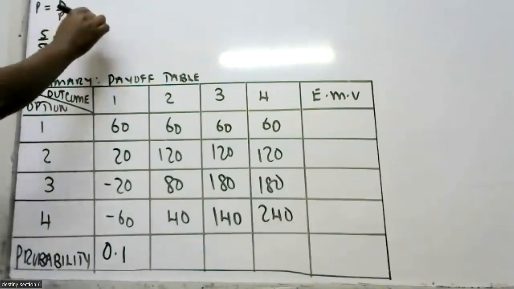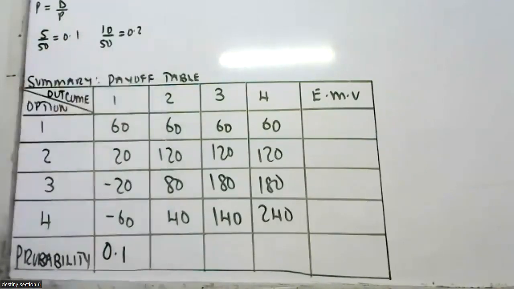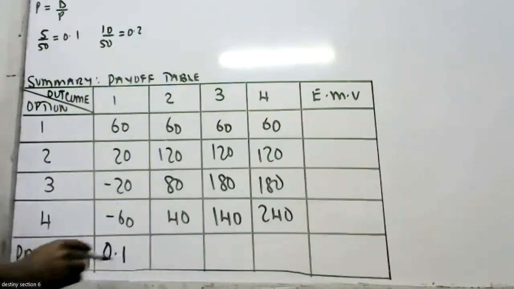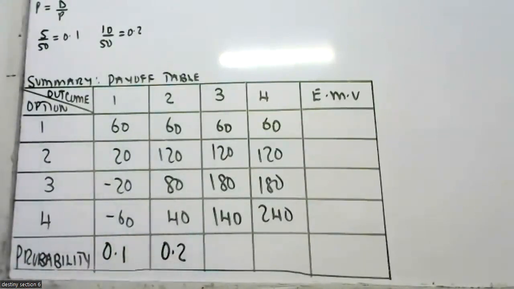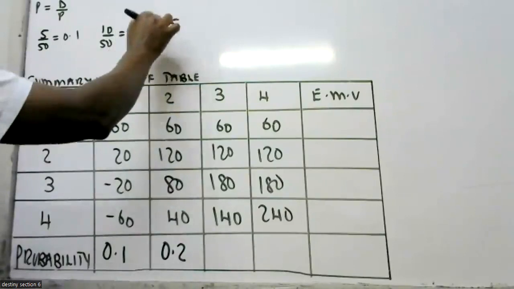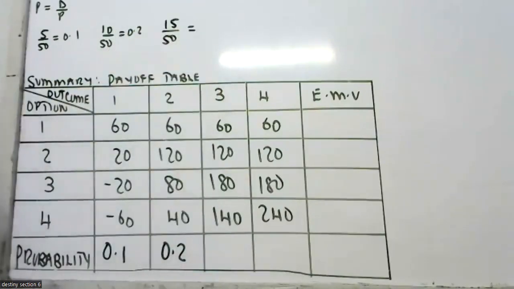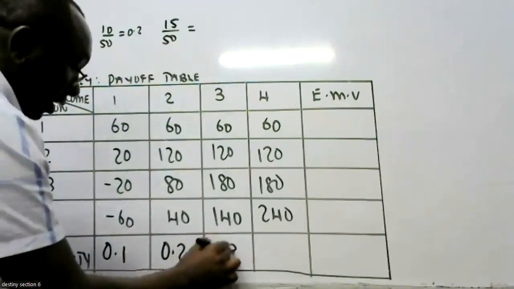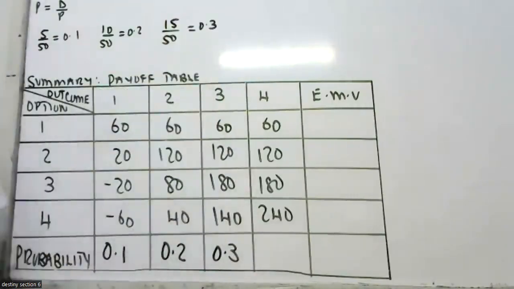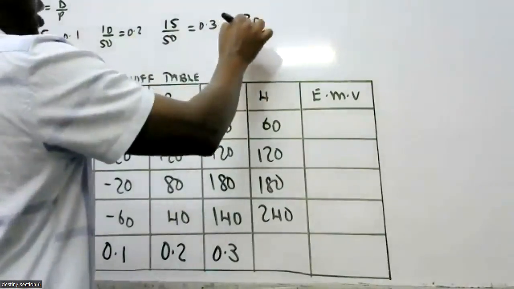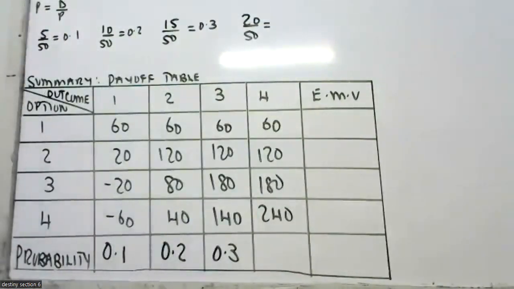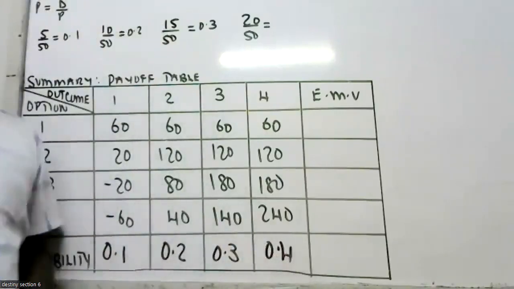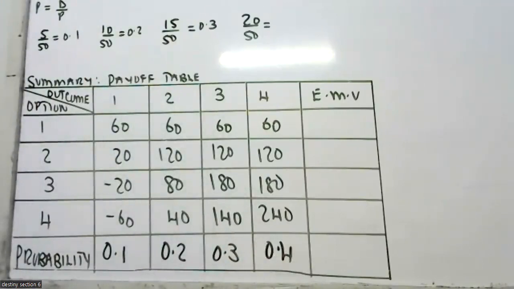The next one is 10 out of 50, which will give us 0.2. So that 0.2 is recorded here. The next one is 15 out of 50, which is equal to 0.3, you record it here. And the last one is 20 out of 50, which is 0.4. So that is how you get those probabilities. Most of the questions in your exam will give you that data up to that point.